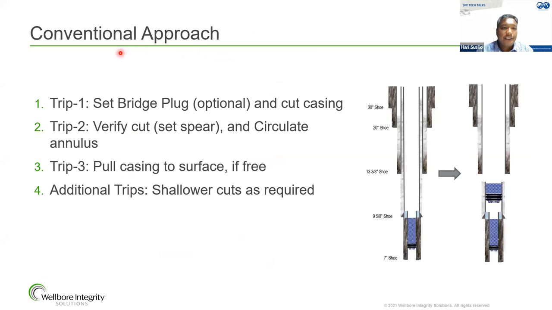Right, so this is the conventional approach for the PNA. In the general approach, we need the first trip to set the bridge plug, and the second trip to verify the cut, set the spear, and circulate the annulus. In trip three, we pull the casing to surface if it is free. And there will also be step four, which is additional trips with shallower cuts as required, because in a lot of cases when we do the cuts, we cannot pull the casing out. So we need to cut higher and higher.